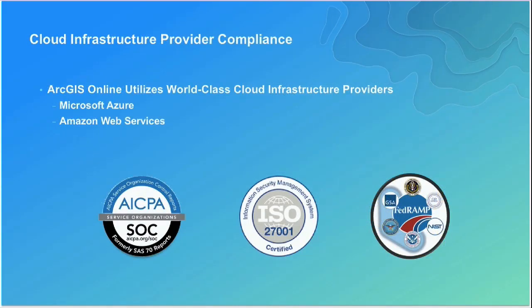A few concluding slides on the infrastructure itself. ArcGIS Online actually runs on cloud infrastructure. We use both Microsoft Azure and Amazon Web Services. These have accreditations of various types like ISO 27001 and FedRAMP Moderate and SOC. So we run on top of those.